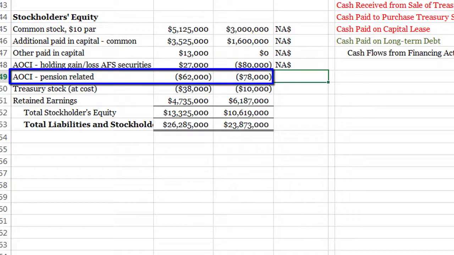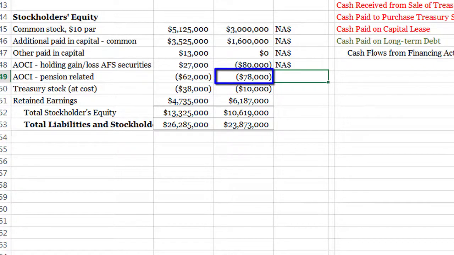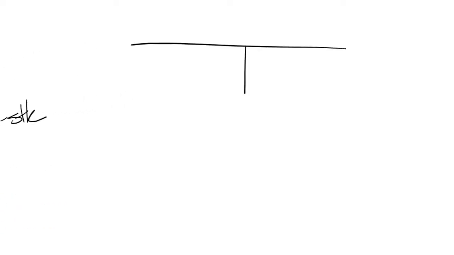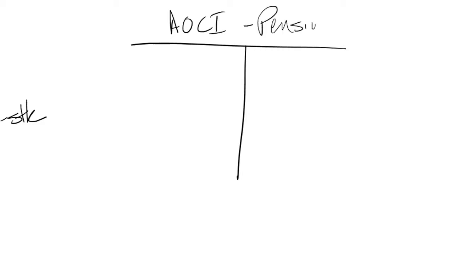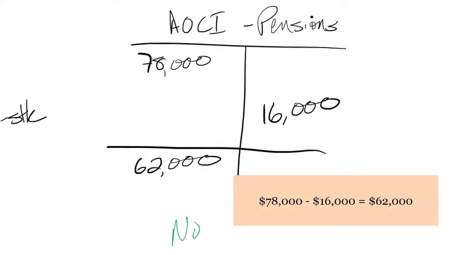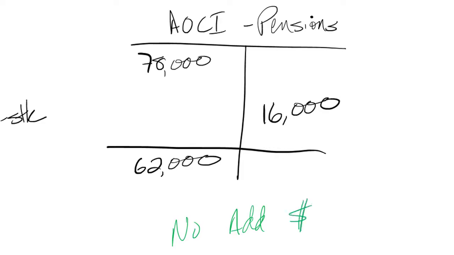Pensions, let's take a look at that. It started at 78 debit, ended at 62 debit. Additional other comprehensive income, pensions, started at a debit of 78, ended at a debit of 62, and if we went through our step 3 notes, we found a change of 16,000 already accounted for as part of converting pension expense to cash paid for pensions. And again, that makes it balance, so there's no additional cash here either.